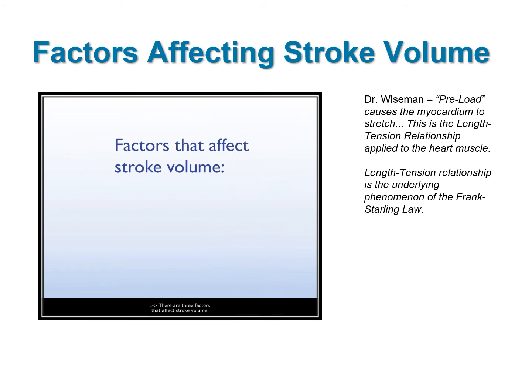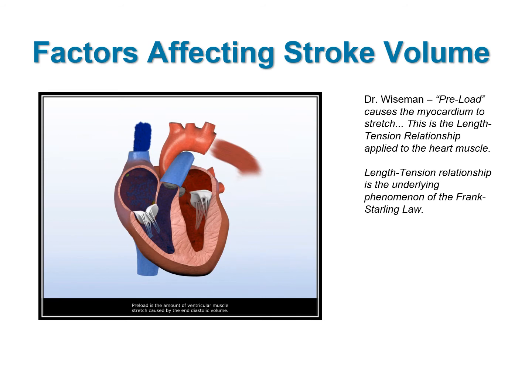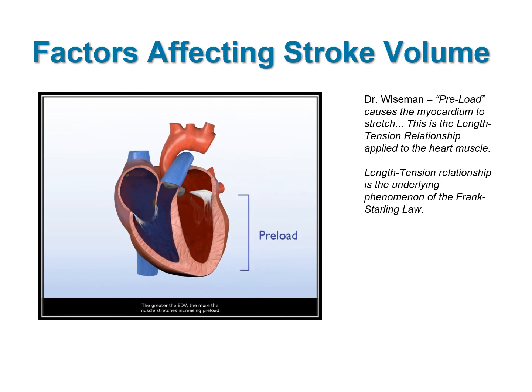There are 3 factors that affect stroke volume: preload, contractility, and afterload. The first factor we will examine is preload. Preload is the amount of ventricular muscle stretch caused by the end diastolic volume. The greater the EDV, the more the muscle stretches, increasing preload.